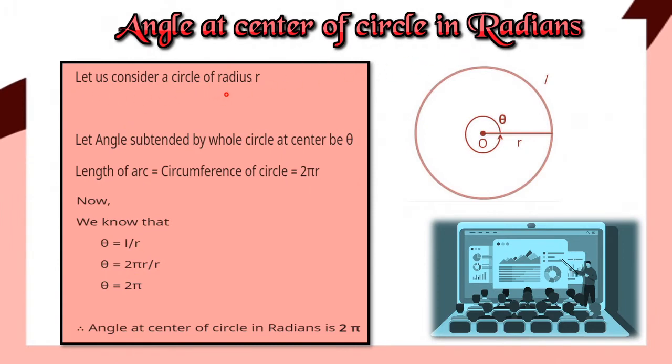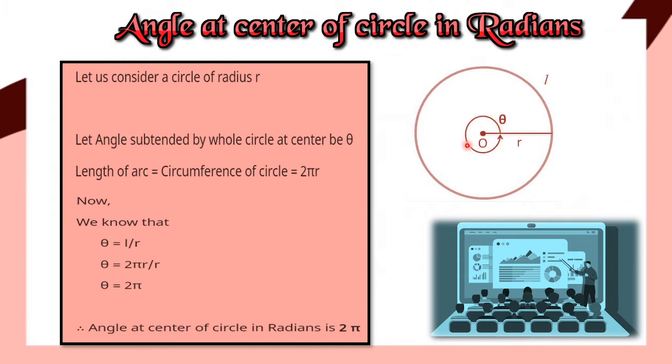Let us consider a circle of radius r. Now, students, what is length of arc? Let the angle subtended by the whole circle at the center be theta. This whole circle is making this angle theta at the center. So don't you think this is again a kind of circle? And what is this angle?